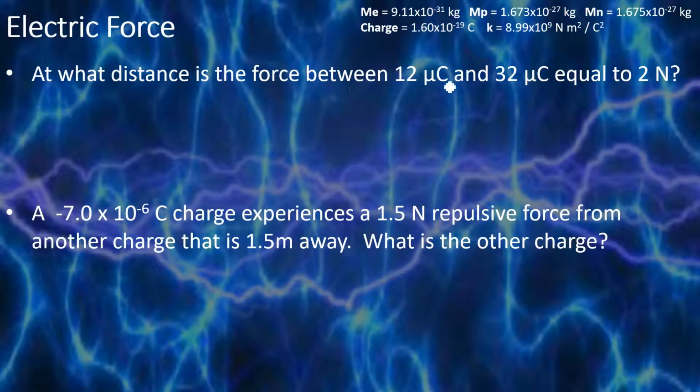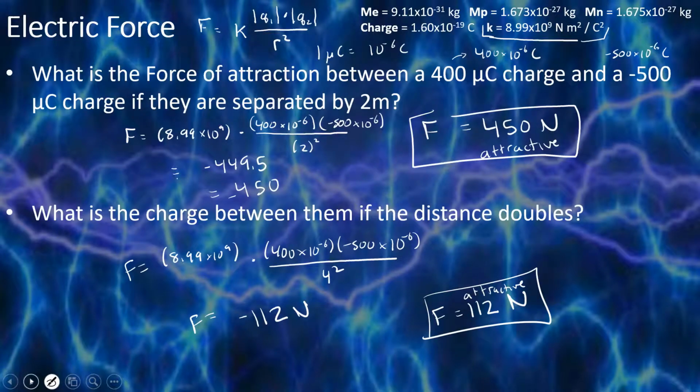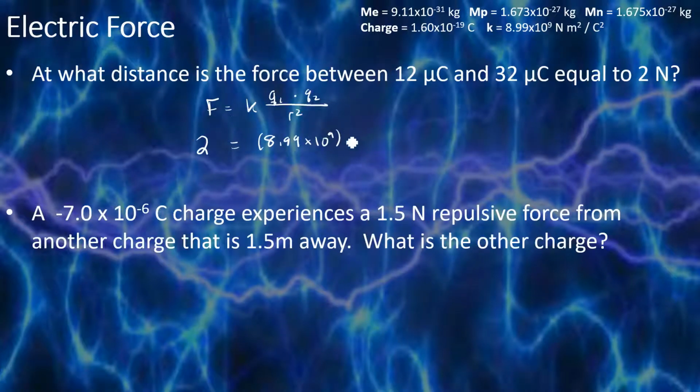Okay, at what distance between 12 microcoulombs and 32 microcoulombs would we get a force equal to 2? So here's our formula, and we're just going to plug in everything that we know. We're looking for R. R is our distance between them. So we know that we're going to have 2 newtons. And K is 8.99 times 10 to the 9th. I just want to make sure I wrote that right over there.